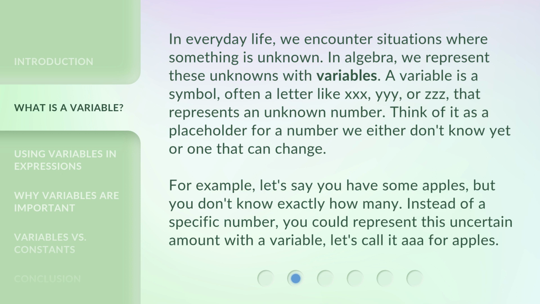For example, let's say you have some apples, but you don't know exactly how many. Instead of a specific number, you could represent this uncertain amount with a variable. Let's call it A for apples.